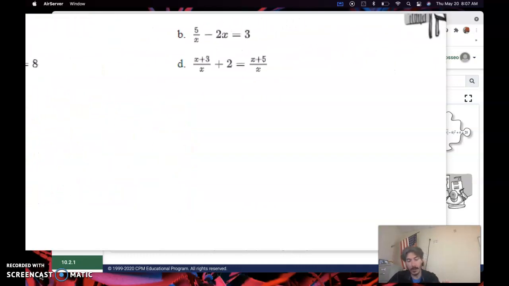Part B is a really interesting problem, because we don't have a number in the denominator, but we have an x in the denominator. Oh no, it's actually not too bad.